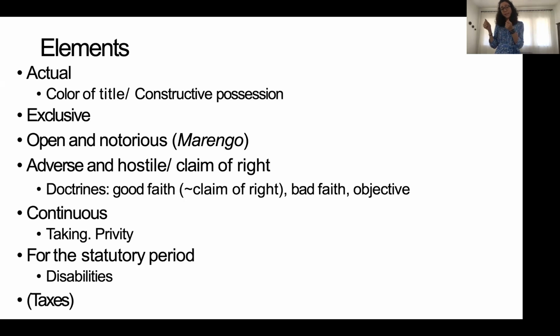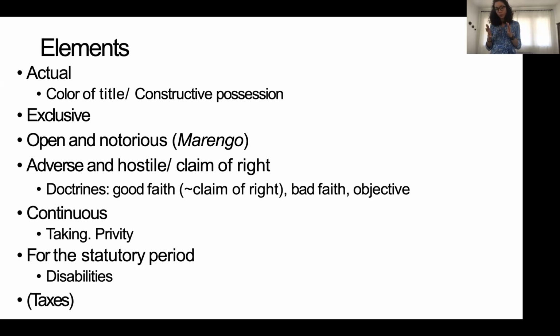When that's the case, that's called adverse possessing under the color of title. And in those cases, there are some extra benefits for that adverse possessor. Some jurisdictions shorten the statutory period for a trespass action, so you can adverse possess in a shorter period of time.